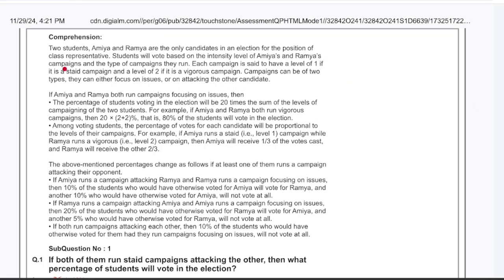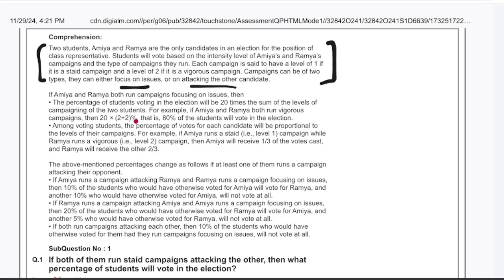It says two students, Amiya and Ramya, are the only candidates in an election for the position of class representative. Students will vote based on the intensity level of Amiya's and Ramya's campaign, the level of campaign they run. Each campaign is said to have a level of 1 if it is a staid campaign and a level of 2 if it is a vigorous campaign. Campaigns can be of two types, either focus on issues or attacks on each other.